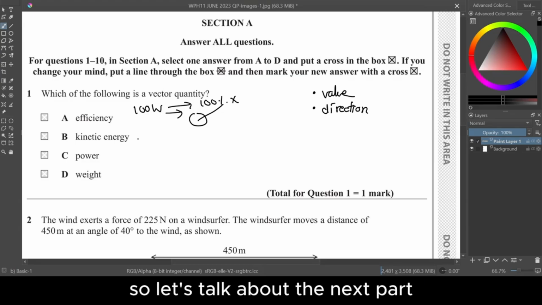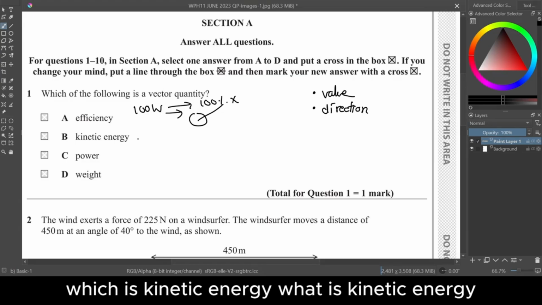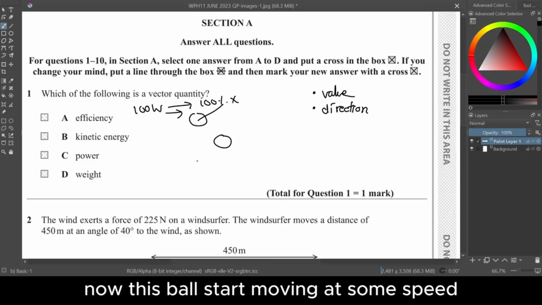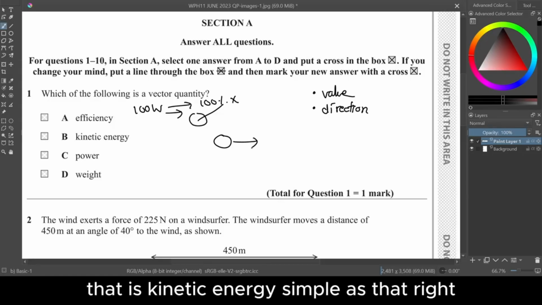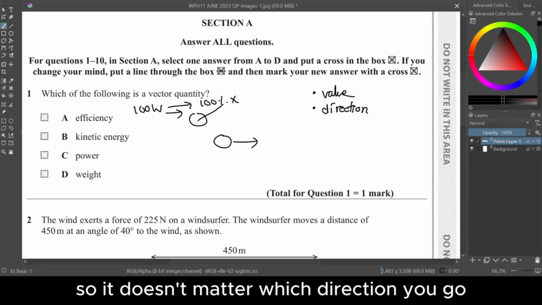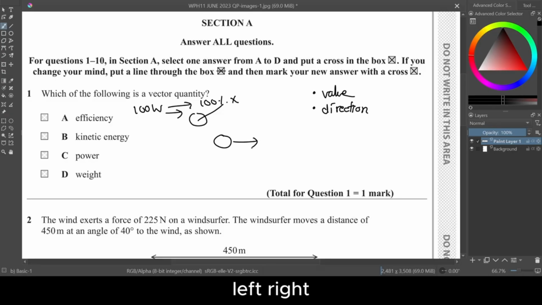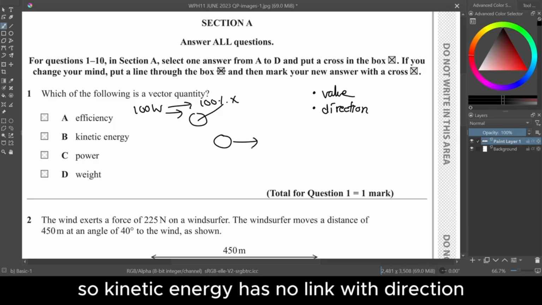The efficiency will remain the same. So let's talk about the next part, which is kinetic energy. What is kinetic energy? So you have this ball and it has some mass. Now this ball starts moving at some speed. That is kinetic energy, simple as that, right? So it doesn't matter which direction you go, whether you go forward, backwards, left, right, or any diagonal direction, it doesn't matter, right? So kinetic energy has no link with direction.